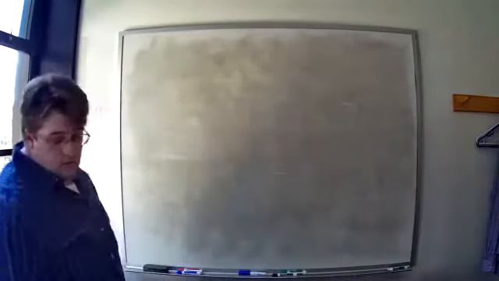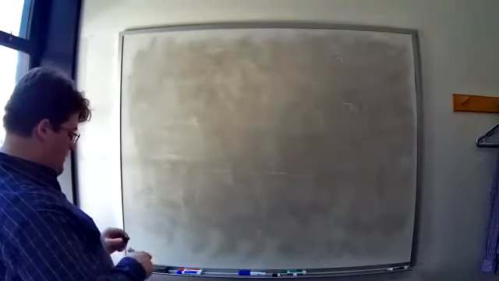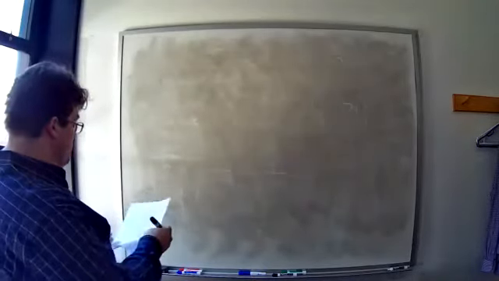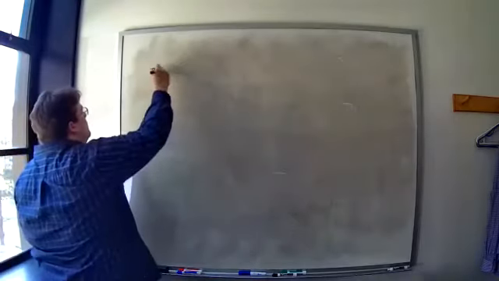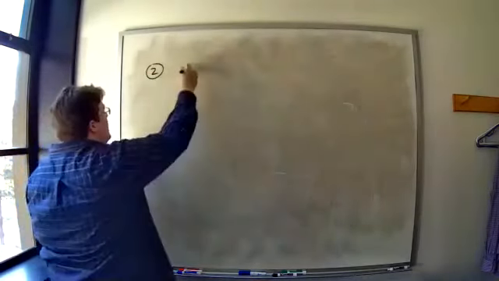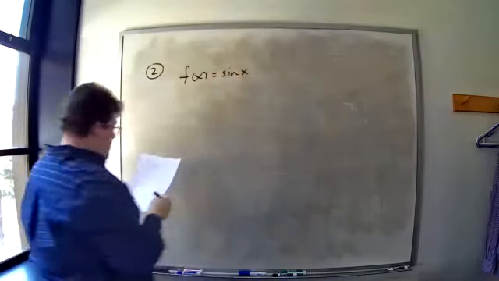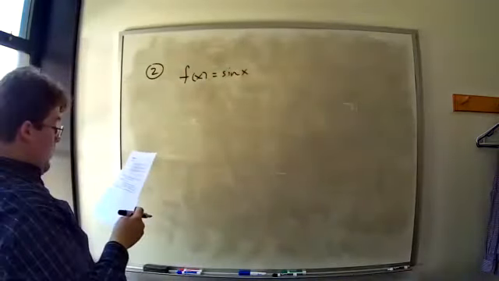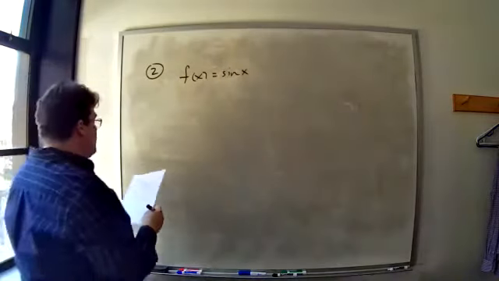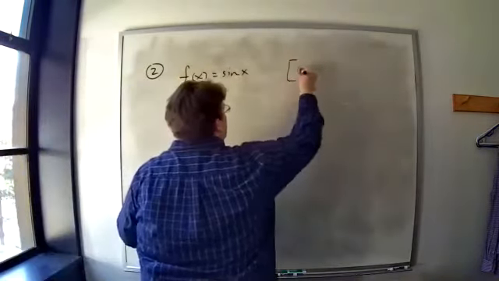I don't know what that exact area would be. It would be something. Okay, let's do number 2. Let f of x be sine of x. Find 2 approximations for the area between f of x and 0 to pi over 2 using 3 rectangles.